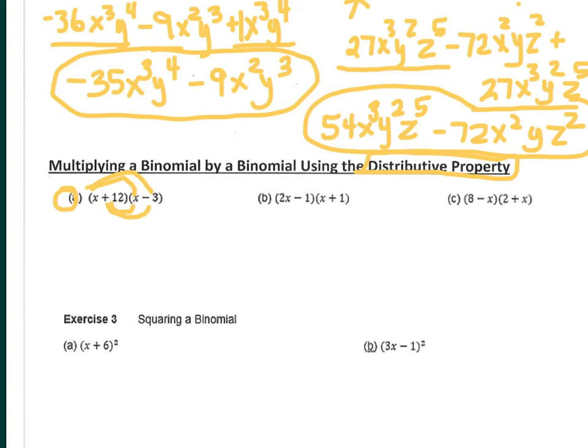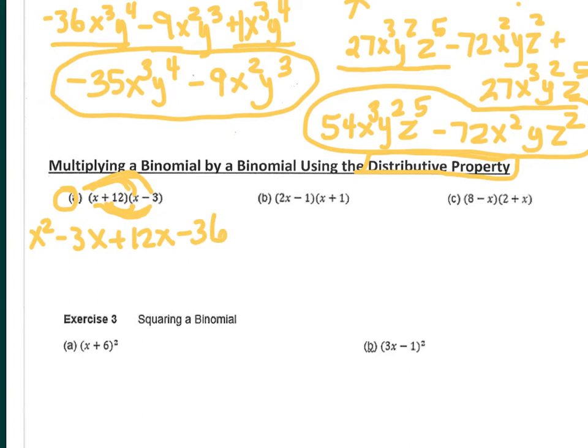So let's start with x times x, which gives you x squared. Then x times negative 3, which gives you negative 3x. So we're done multiplying that first x through the second set of parentheses. Now let's take the second term, 12, and multiply it through the second set of parentheses. 12 times x is positive 12x. 12 times negative 3 is negative 36.